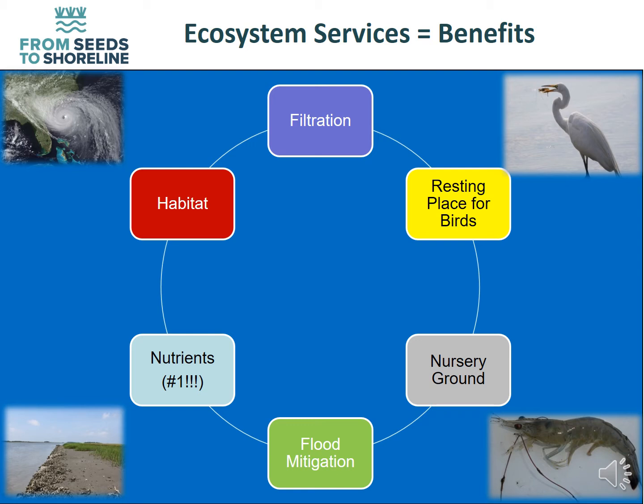Next on the list is nutrients. The salt marsh and wetlands in general rank as the number one most productive ecosystem on the planet. This means that it edges out the rainforest, which we've commonly always given the number one slot to. But wetlands rank number one in nutrient production across the globe.